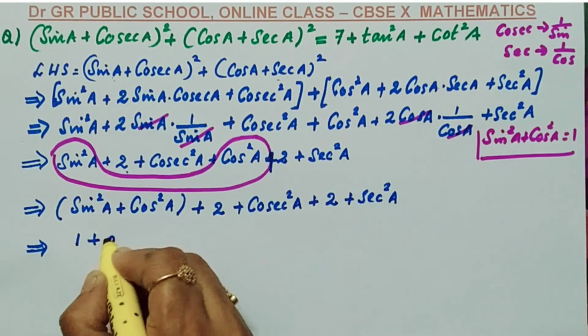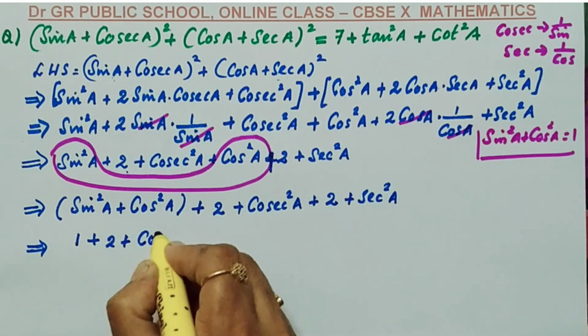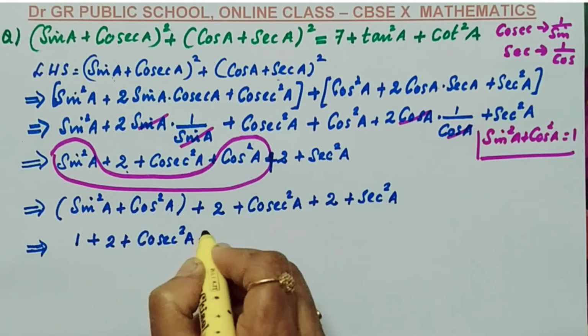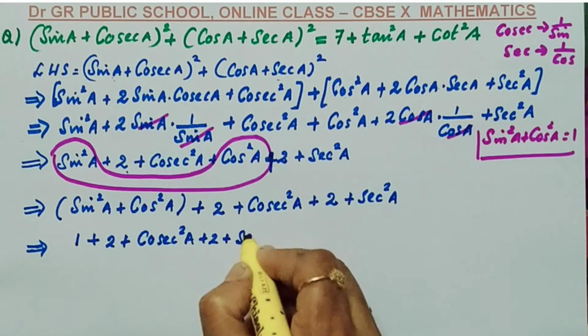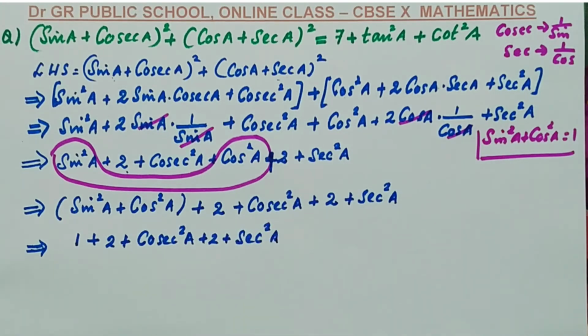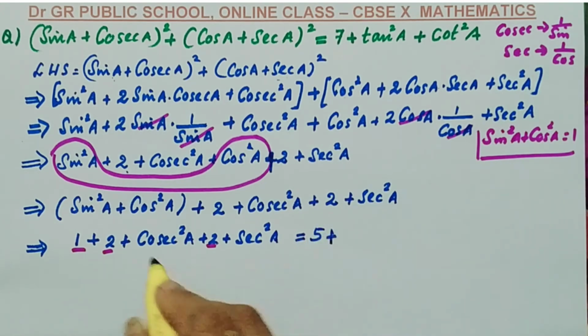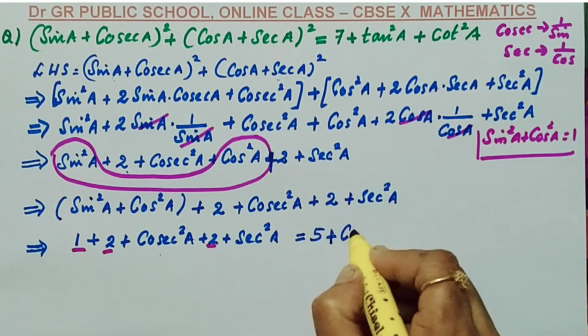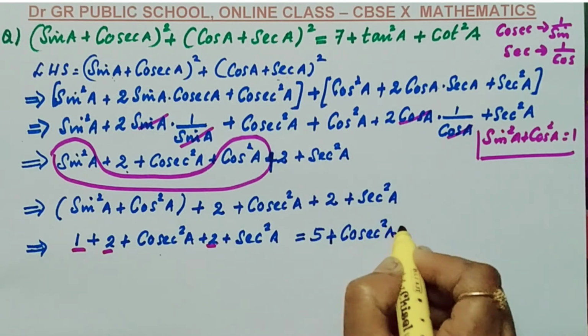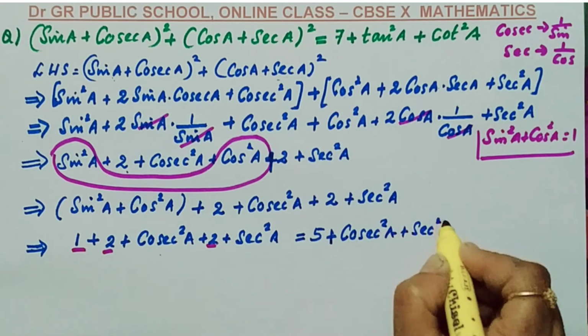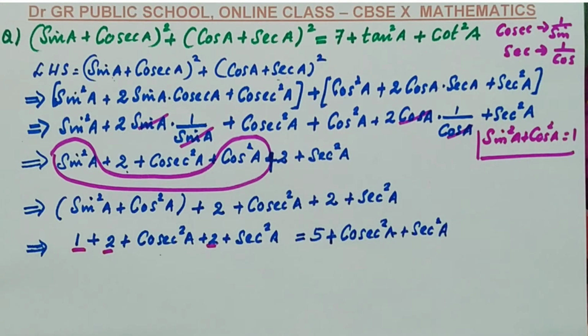1 plus 2 plus cosec square A plus 2 plus sec square A. You know that 1 plus 2 is 3, 3 plus 2 is 5. I am going to arrange it as 5 plus, now adding the numbers, the remaining is cosec square A plus sec square A. Look at the RHS whether you reach there.